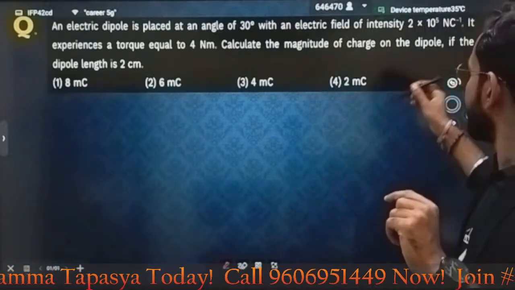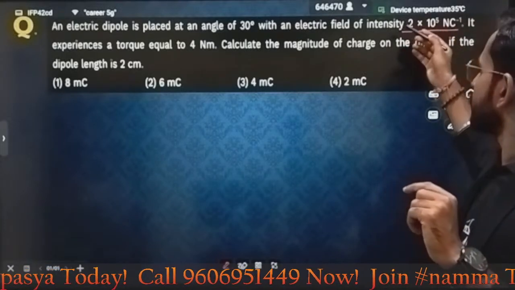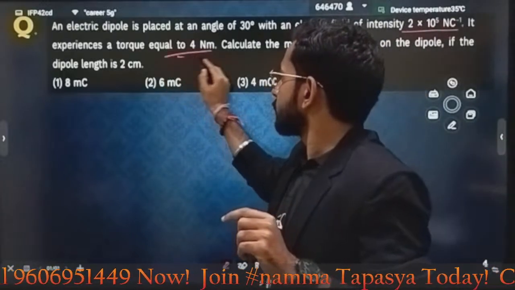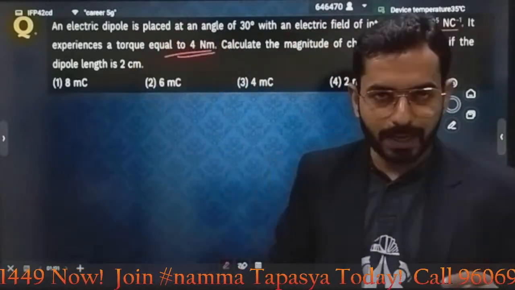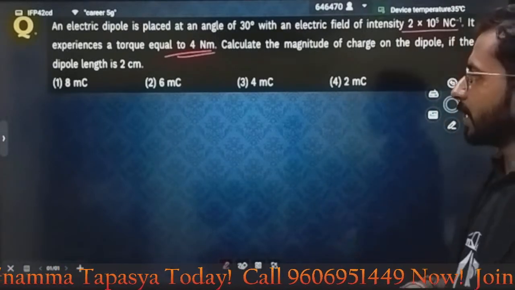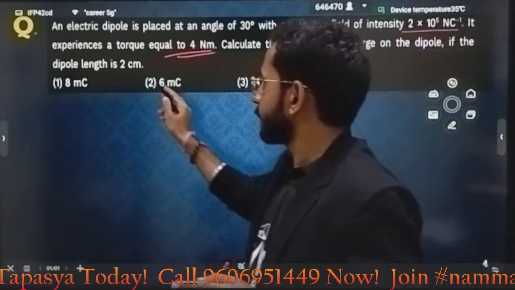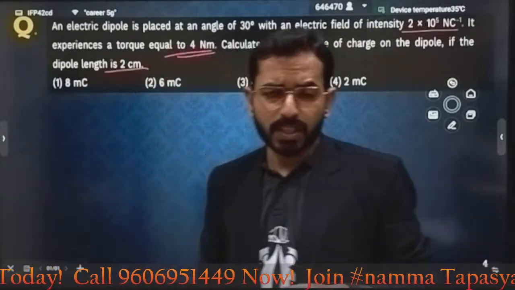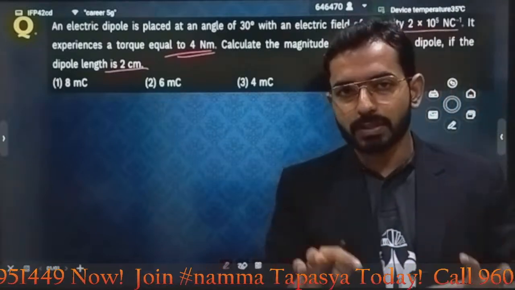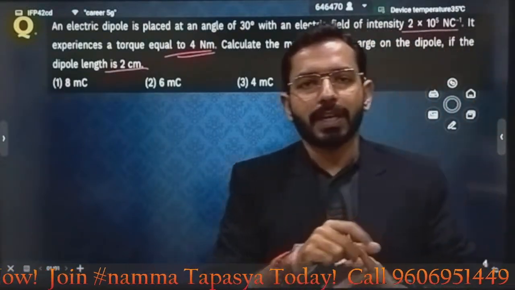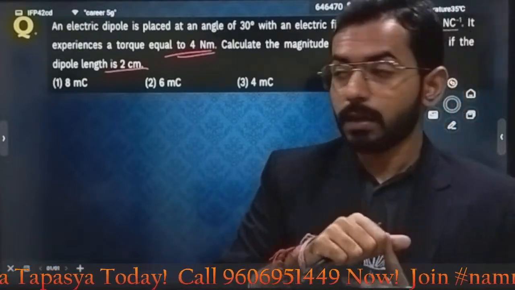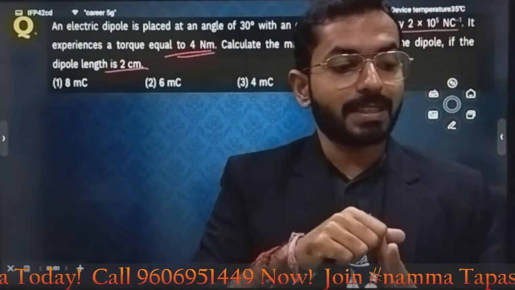And the electric field intensity is 2 into 10 power 5. It experiences a torque. A value of torque is given. How much given? 4 Newton into meter. Calculate the magnitude of charge on the dipole if the dipole length is also given, that is 2 centimeter. You have to calculate q. Can you relate this? Firstly, what are the values given? You have to interpret them. Values given are length, torque, electric field, and the angle.